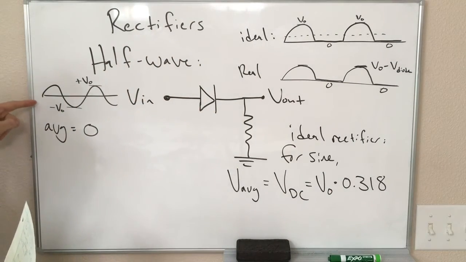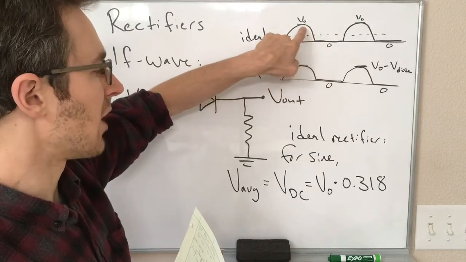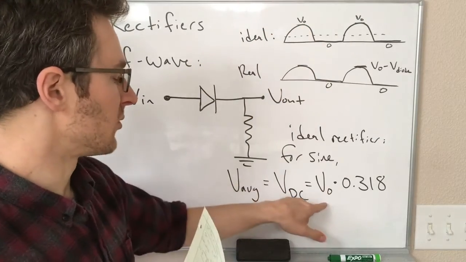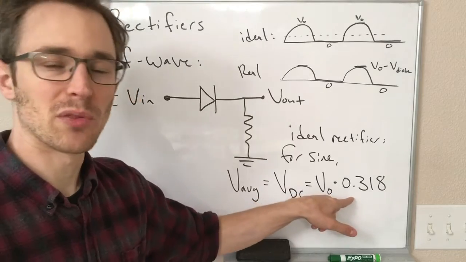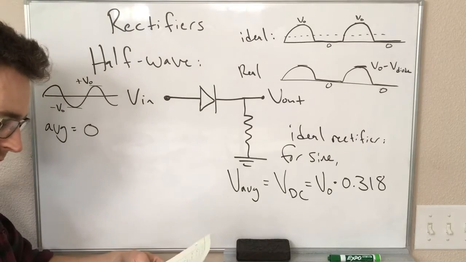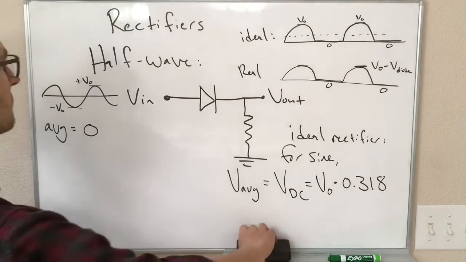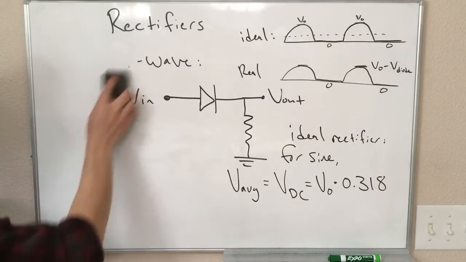So we put in a sine wave between plus and minus 5 volts. We get something between 0 and 5 volts that is going to have an average voltage of 5 times 0.3, which is about 1.5 volts. So an average voltage of 1.5 volts. So this is the half-wave rectifier. All right. Now let's look at the full-wave rectifier.